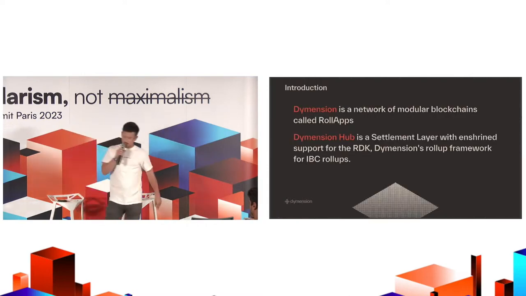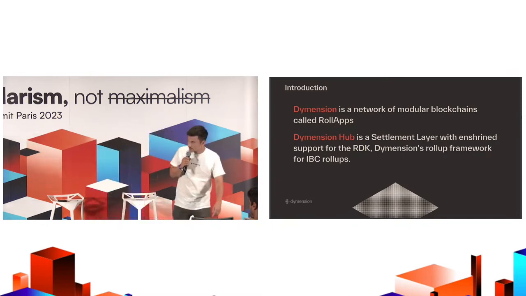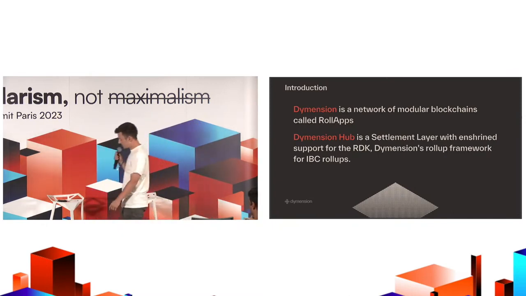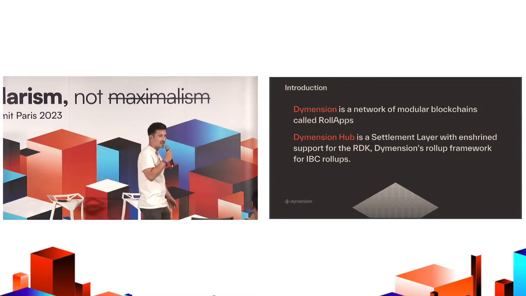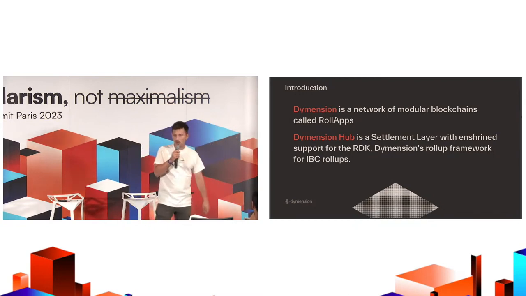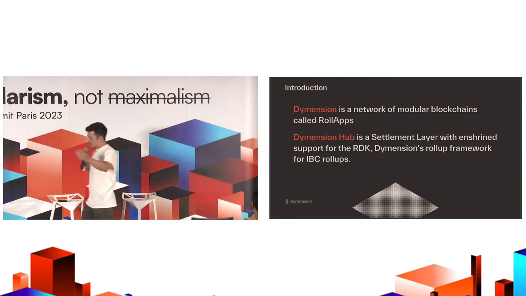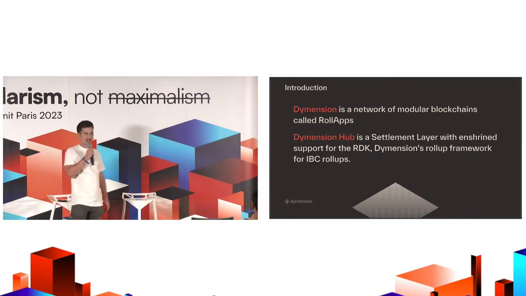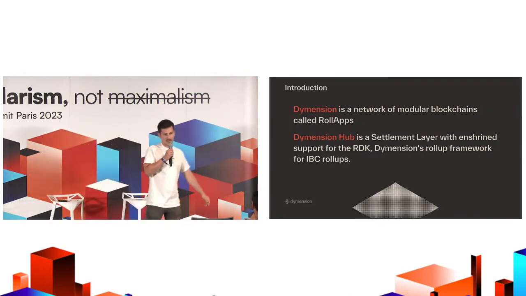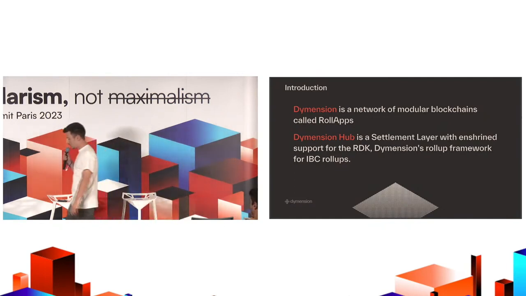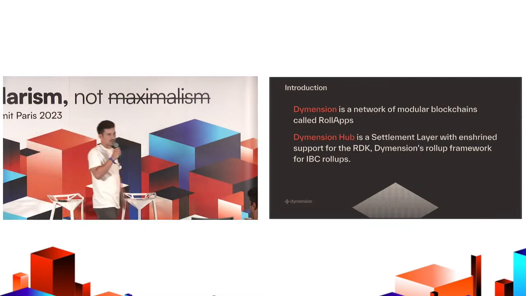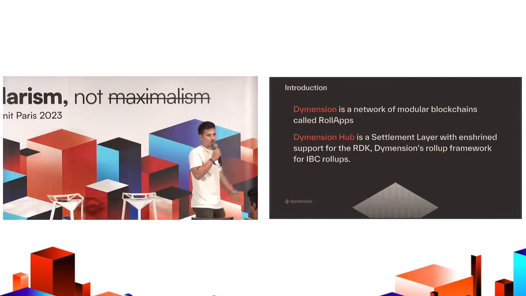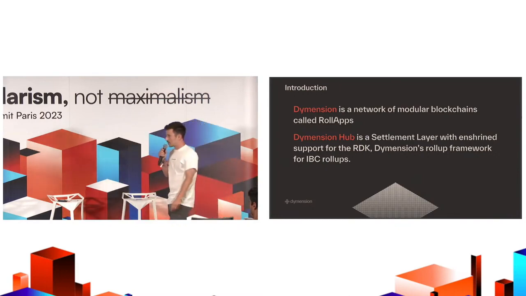So Dymension is a network of modular blockchains called rollups. We're in the Modular Summit, so it's worth saying that these modular blockchains post data to a DA layer like Celestia or Avail or any other DA capabilities that we're going to have in the future. And these rollups are modular by execution as well, so they can choose their execution environment, and they settle to the Dymension hub, which acts kind of as a router to this internet of rollups, to this network of modular blockchains that is called Dymension.